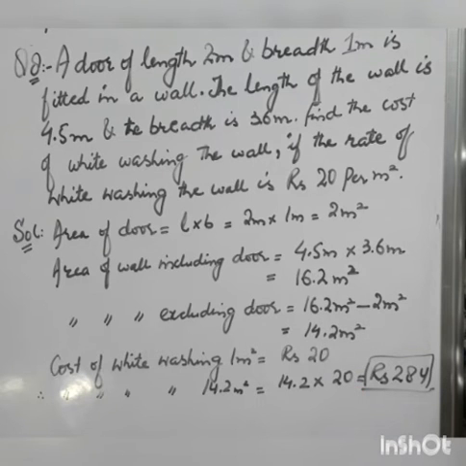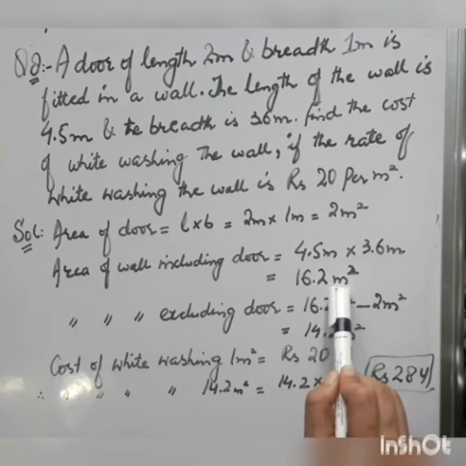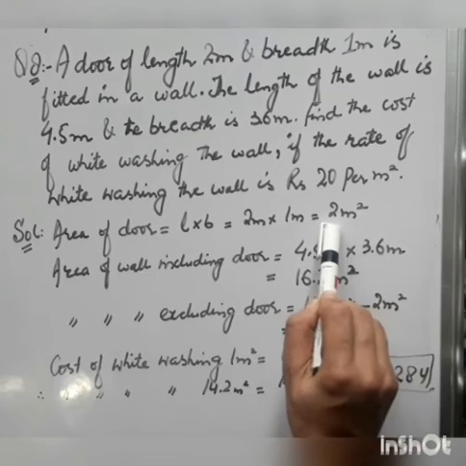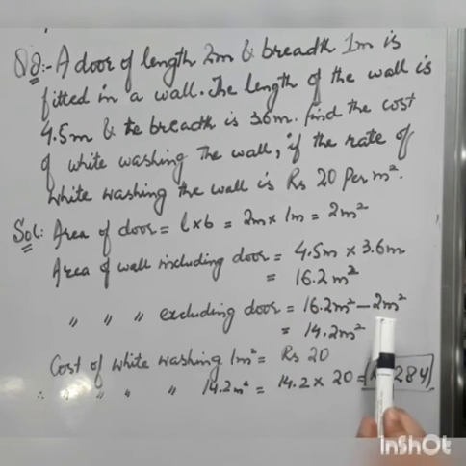Clear? Now we have to find the area of wall excluding door. Door को छोड़ के एरिया कितना बचता है, दीवार का कितना एरिया है जिसको हमें वाइट वॉश करना है. That is actually this 16.2 meter square minus this area of door, that is 2 meter square. Now 16.2 minus 2 is 14.2 meter square. It means we have to whitewash this area.